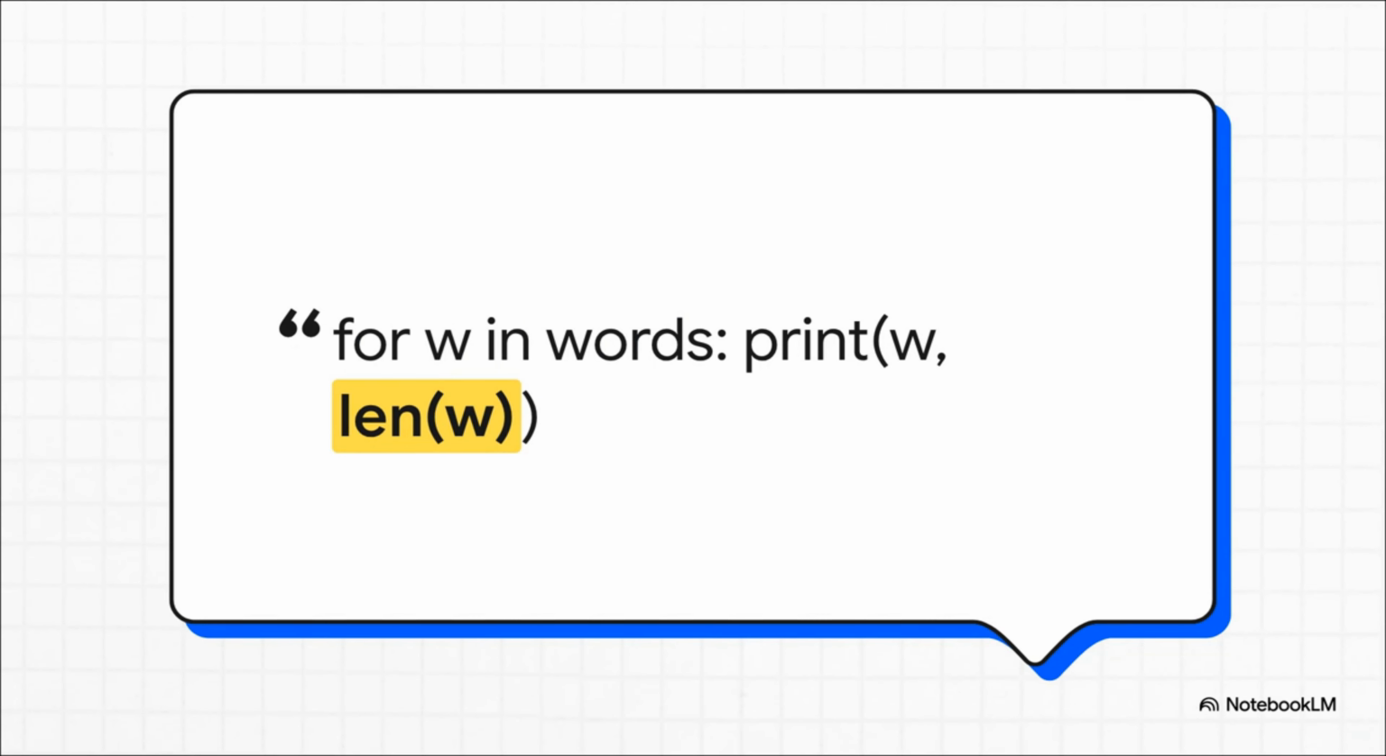And here's that whole idea in action. We've got a list of words, and the loop just hands us each word one by one. We're not thinking about index 0, index 1, index 2. We're just thinking about cat, window, and defenestrate.